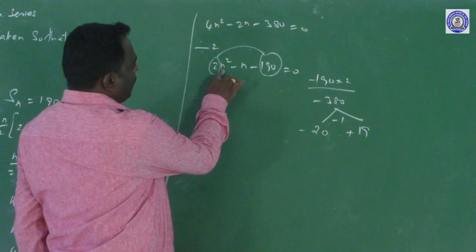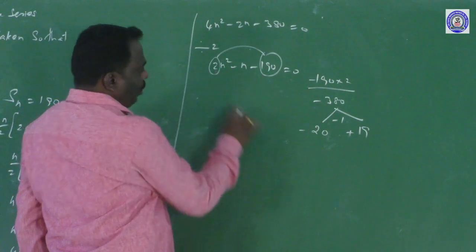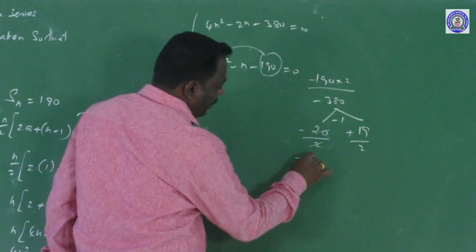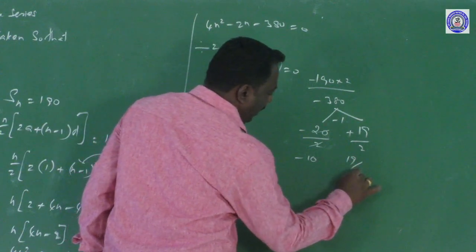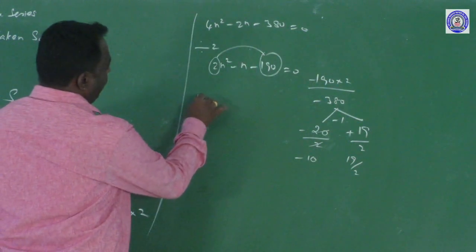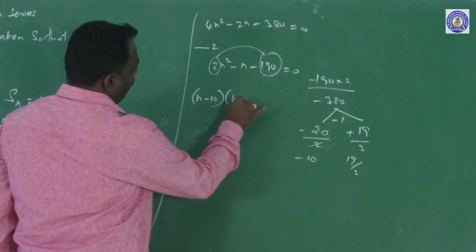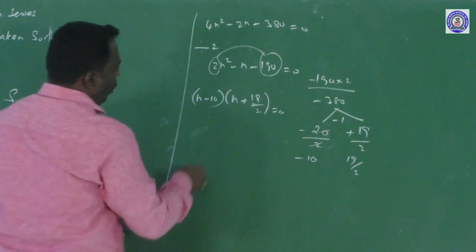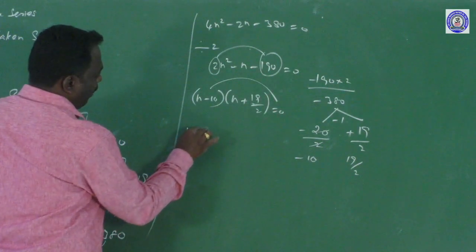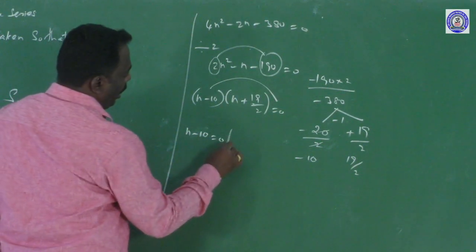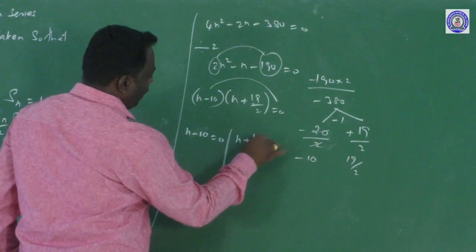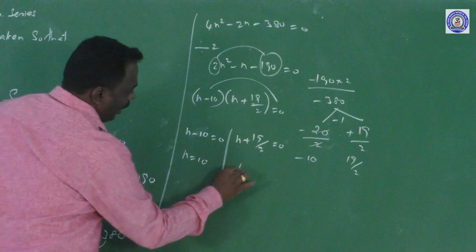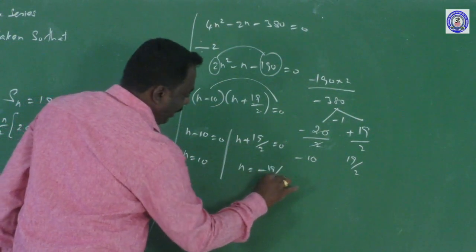We have the term n along with n square, we have 2. Divided by 2, both terms. Therefore cancel, it is minus 10 and plus 19 by 2. Therefore n minus 10 into n plus 19 by 2 is equal to 0. Now equate the terms, first one n minus 10 equal to 0 or n plus 19 by 2 equal to 0. Now n equal to 10 and n is equal to minus 19 by 2.